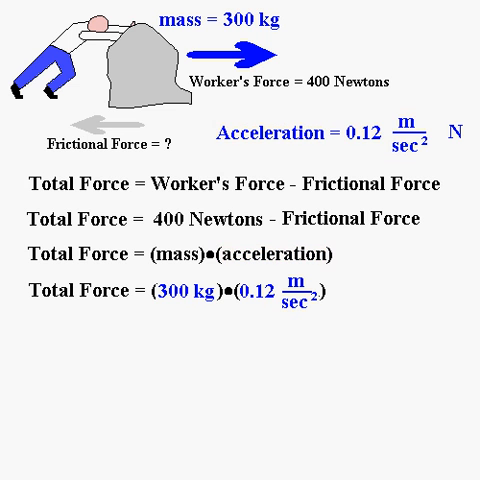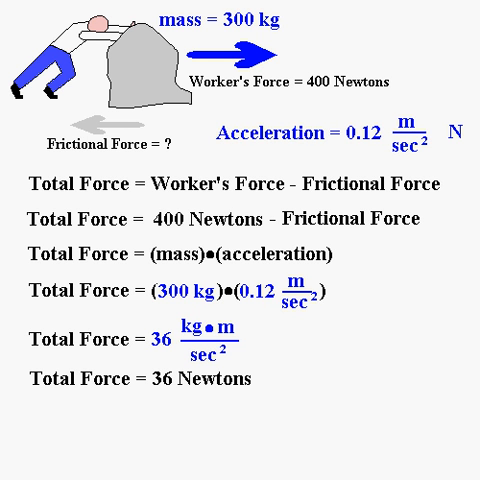So in the end, we can evaluate the total force as 300 times 0.12, that's 36, and then the unit is kilogram meter over second squared, which of course is a newton. So we know that the total force is 36 newtons. Well, think about what we have here. We know the total force is 36 newtons, but up above, we have an equation that says total force equals 400 newtons minus the frictional force.